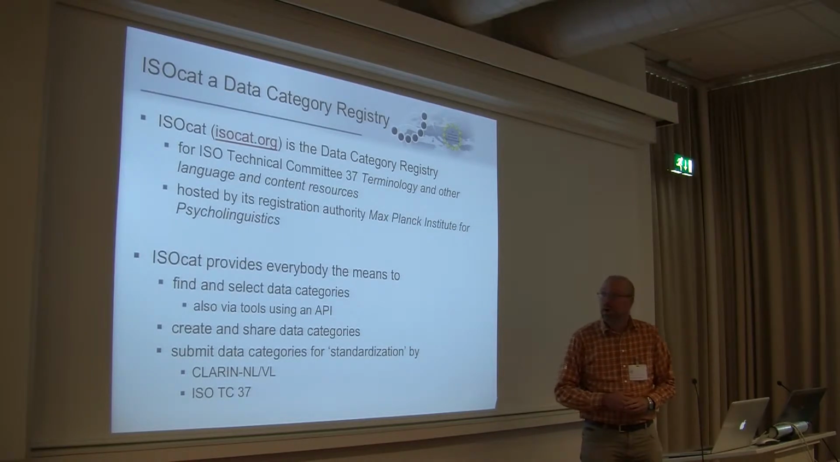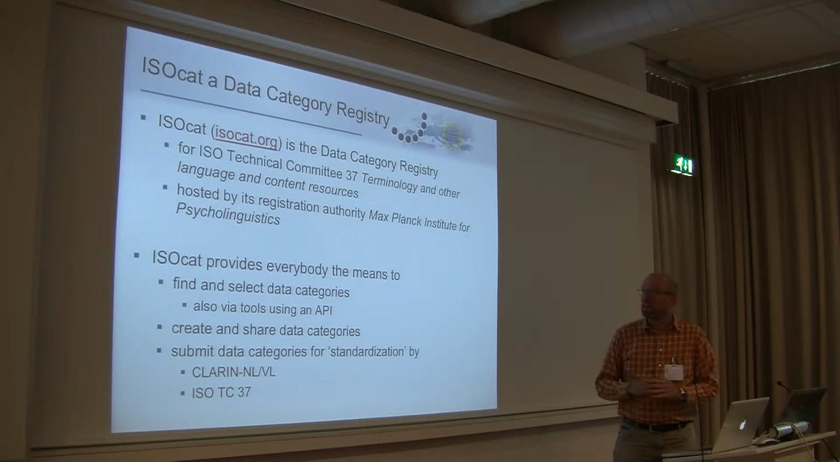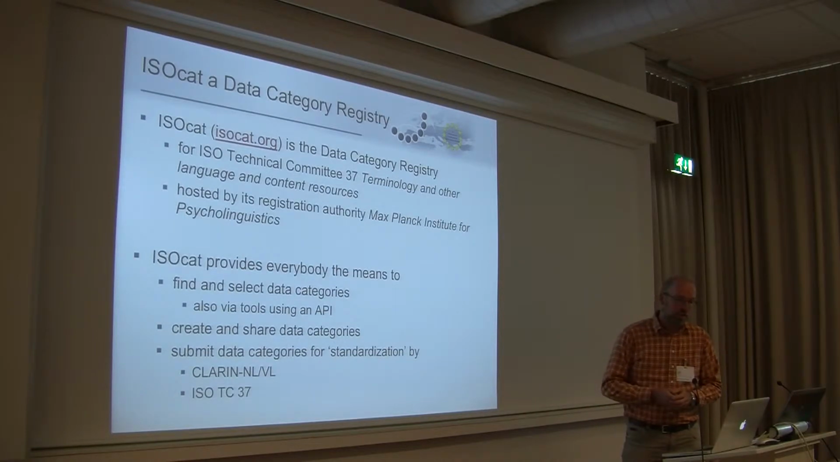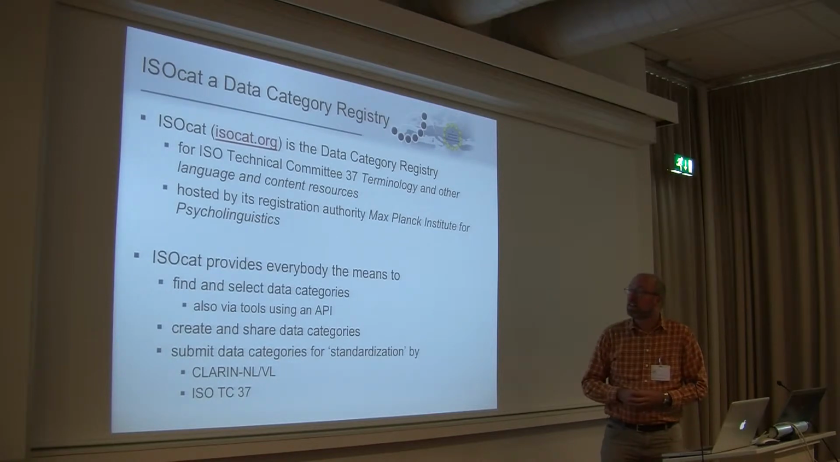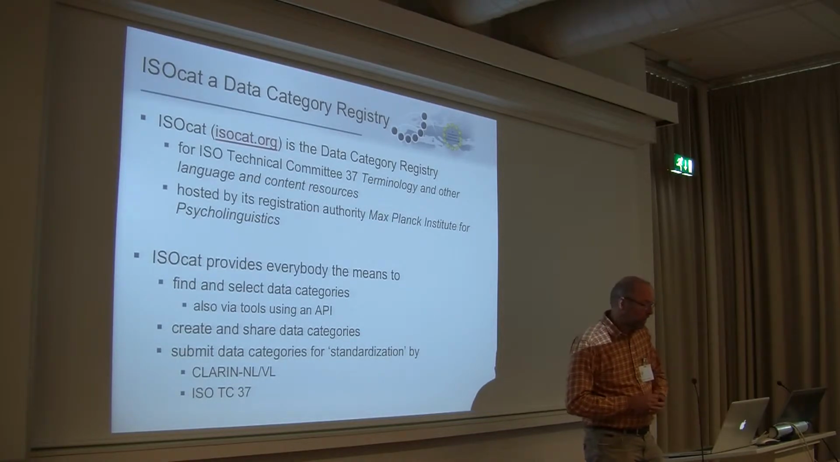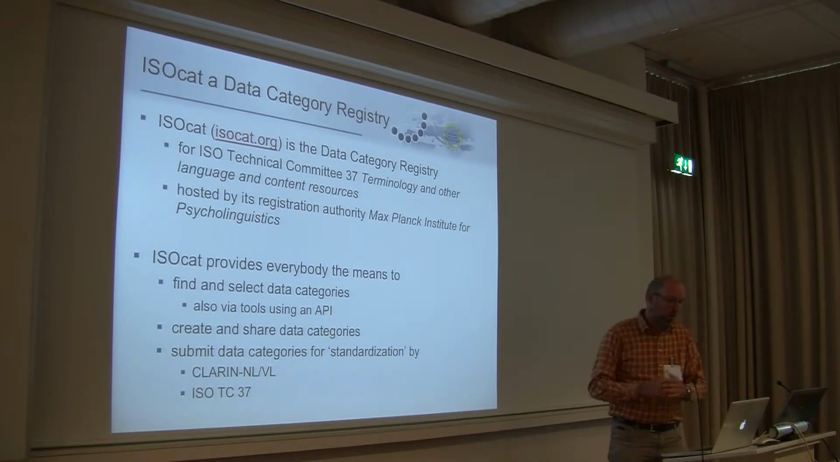ISOcat provides everybody the means to find and select data categories. It can do that in the ISOcat user interface, but there is also an API that tools can use, and that's the one that the component registry uses to search and to find data categories. You can also create and share data categories in ISOcat. You cannot do that via a tool; you always have to go to ISOcat itself. And you can submit data categories for some form of standardization.